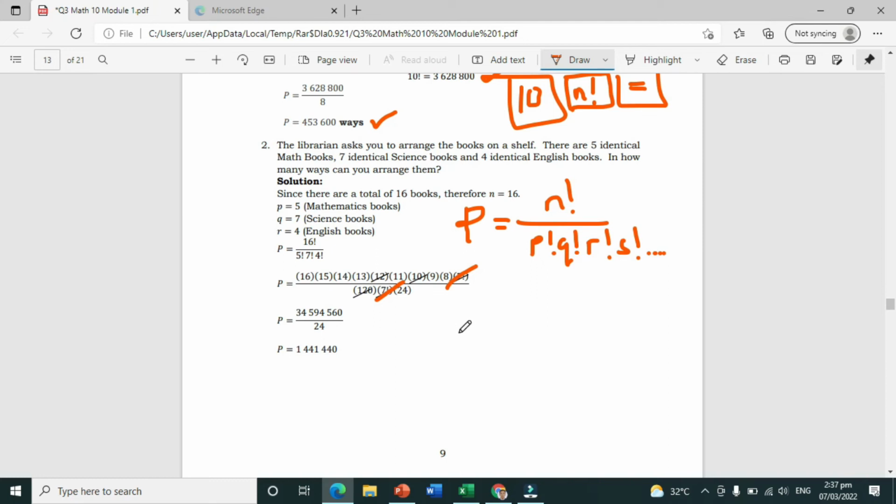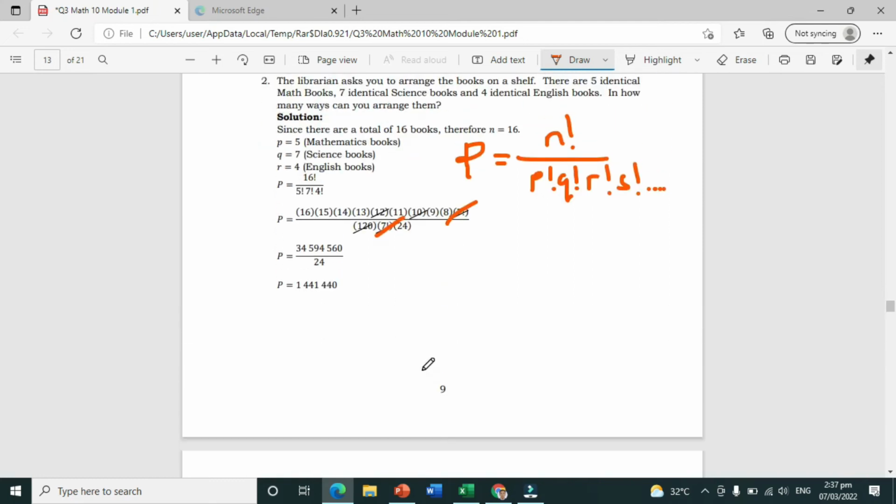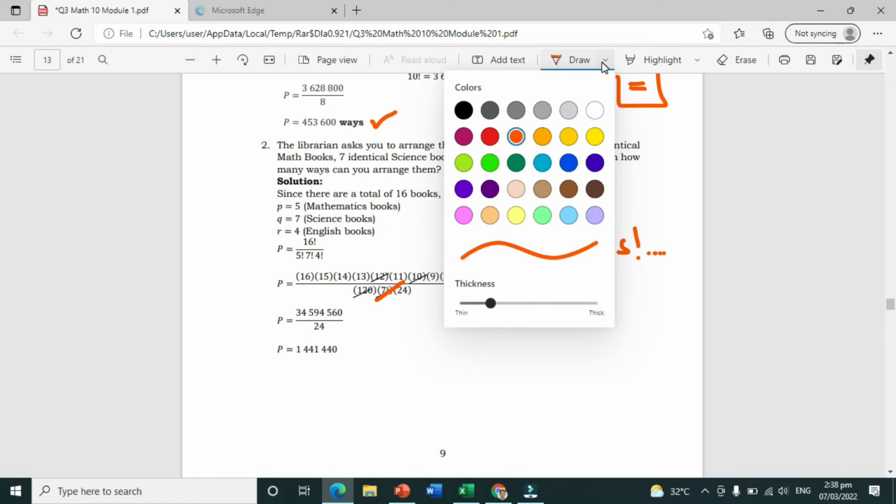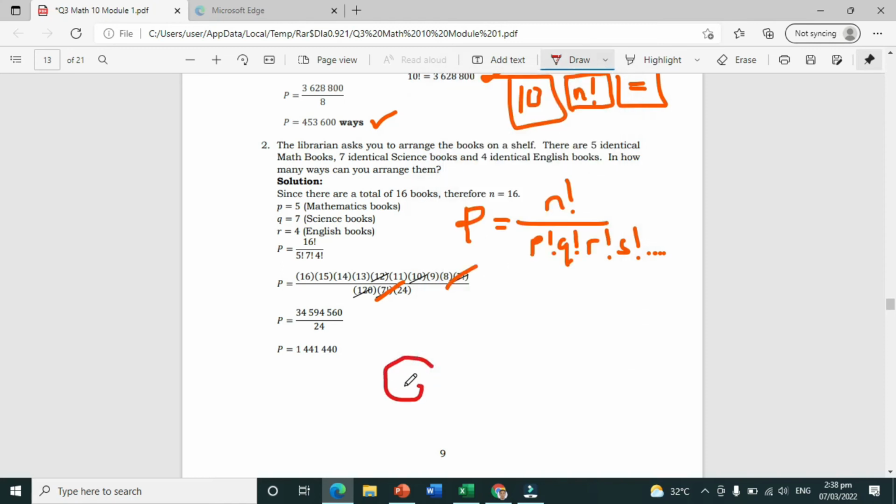Okay? So maybe you can have another example. Try this: in how many ways can you arrange the letters of my name? Do you know what my name is? Okay, I'll type it. G E. This is just my first name.